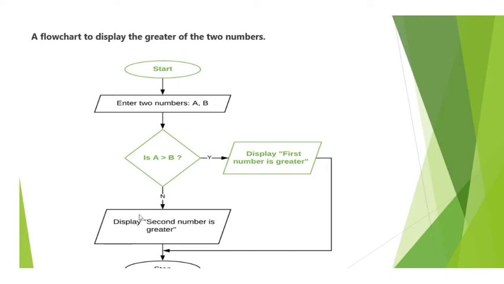And the second is display second number is greater. Again, we don't know which number is greater. If the second number is greater, then display it.